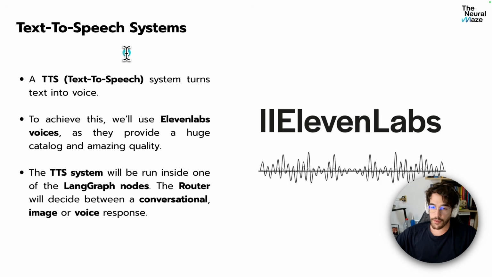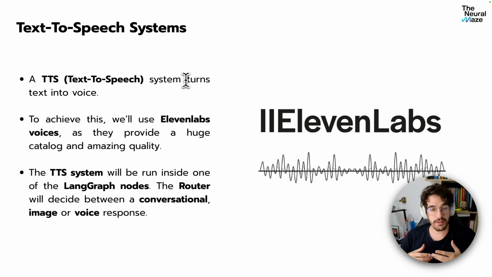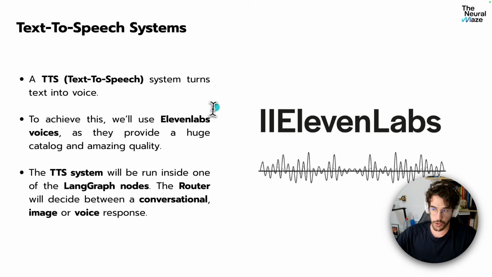Now we are going to cover the text-to-speech system. All right, we have covered the STT, the speech to text, and now we need the other way around. So text to speech. We have an answer generated by LangGraph, like a response, an AI message, and we need to give a voice to this textual representation. So a TTS, a text-to-speech system, turns text into voice. And to achieve this, we will use 11 Labs voices, as they provide a huge catalog and amazing quality.